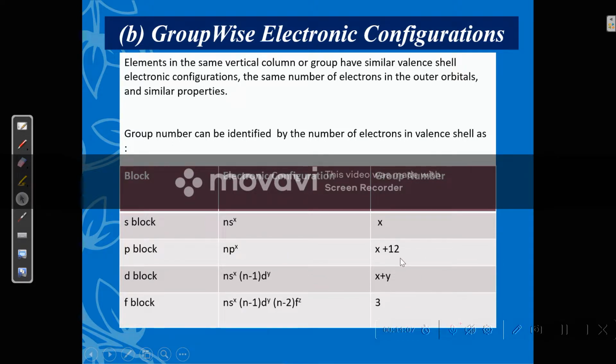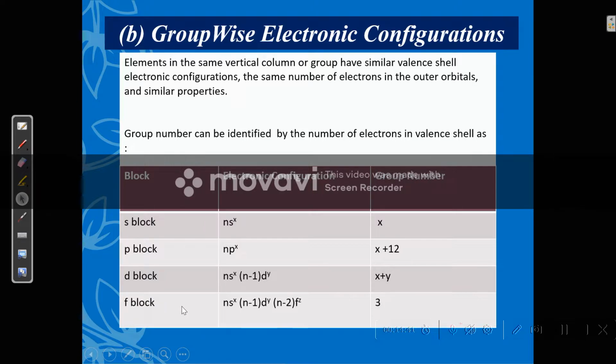If the last electron enters P, that is P block, and for the group you take the P electrons plus 12. It is an easy trick. For D, if the last electron enters D, that is a D block element, and its group is the D electrons plus the S electrons, meaning (n minus 1) D electrons and ns electrons: you add both and that is the group.